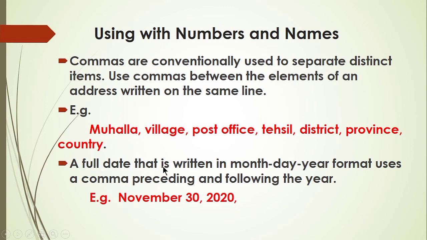A full date that is written in month, day, and year format uses a comma preceding and following the year. So if a date is written with month, day, and year, before and after the year we put commas. November 30th, comma, 2020, comma. So before and after the year we have commas.